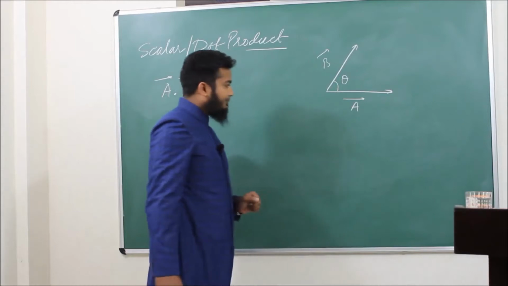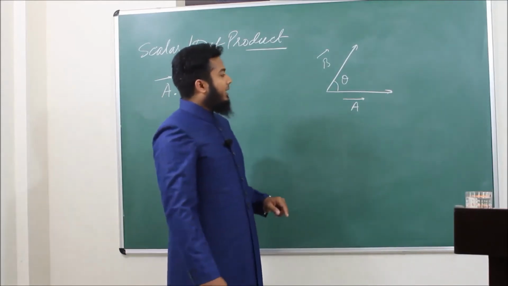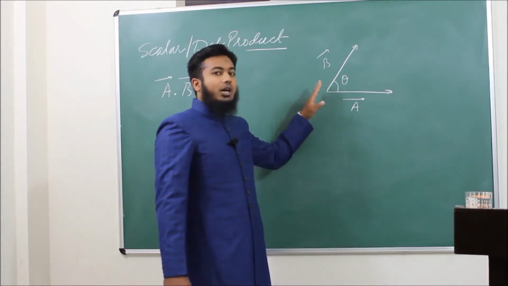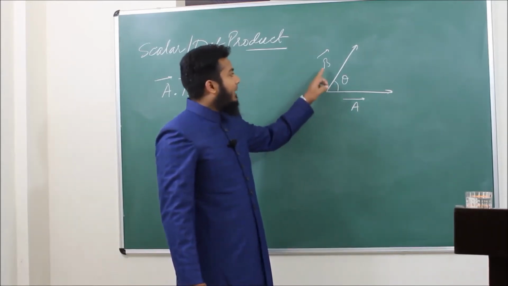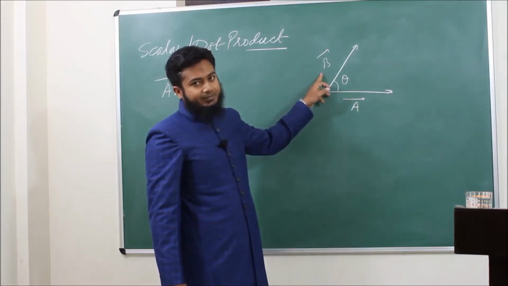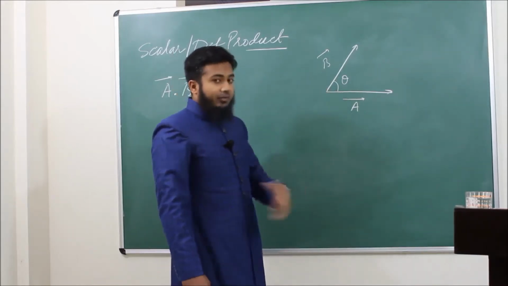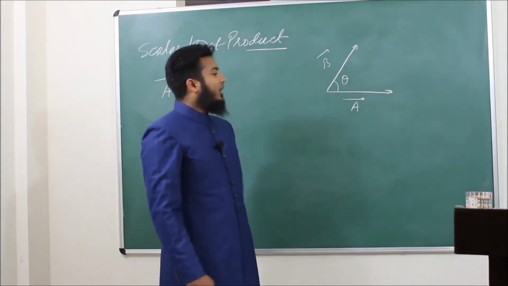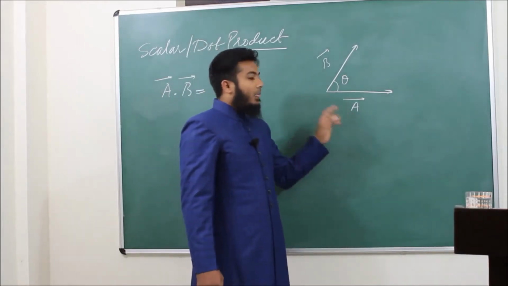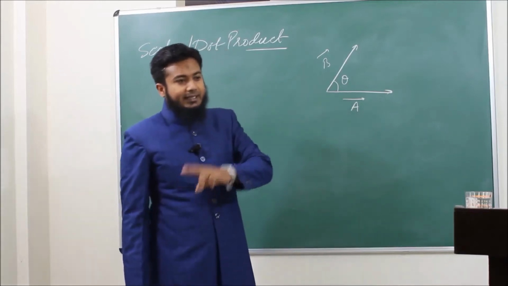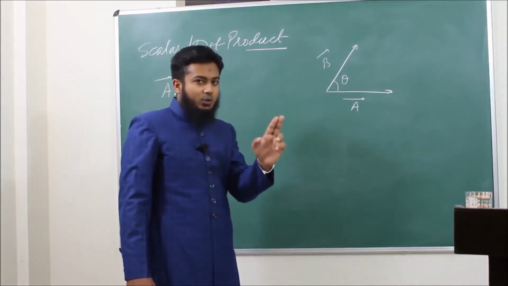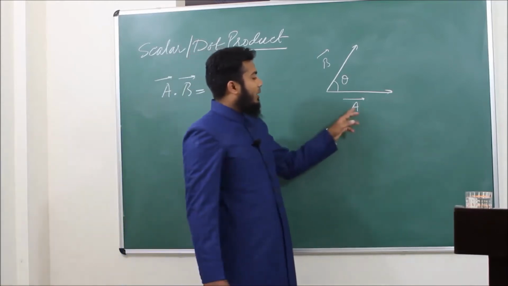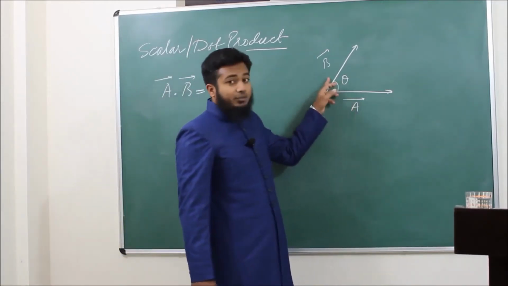Now how is it calculated or how is it defined? We define that dot product is the component of one vector in the direction of the other vector multiplied by the magnitude of the other vector. We have studied the components, how we find the component of a vector in a certain direction. So again, the dot product is the component of one vector in the direction of the other vector into the magnitude of the other vector.